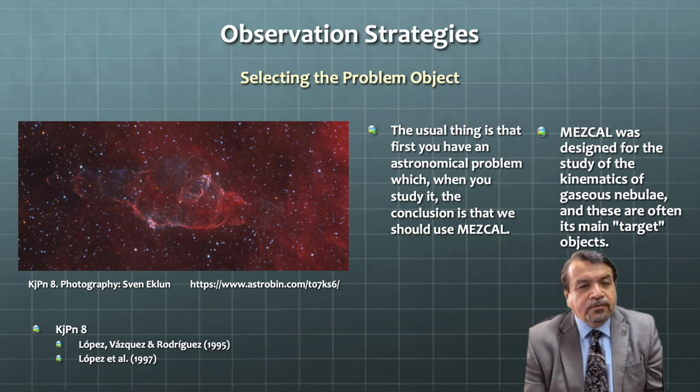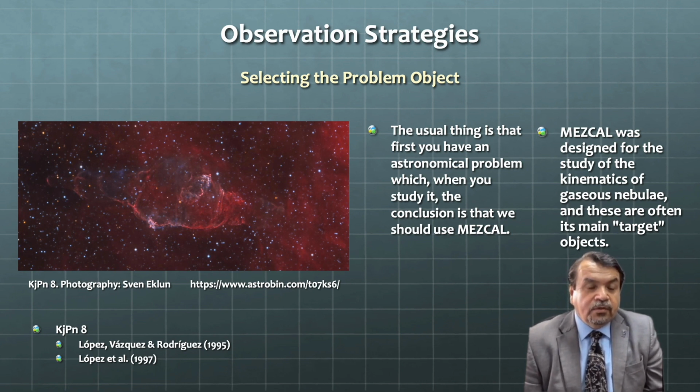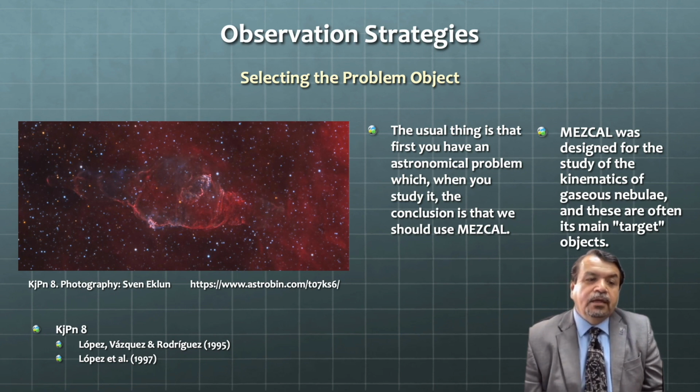For example, here we have a very beautiful image by Sven Eklund of the object KjPn 8. The object KjPn 8 was discovered in 1994. The publication was released in 1995 by Professor Alberto López when I was pursuing my master's degree. Subsequently, we enlisted the support of Professor Luis Felipe Rodríguez to assist us in the radio observations of this object. It was observed in San Pedro, and later studies were conducted on it, precisely with Mezcal, to know the kinematic structure of this object.